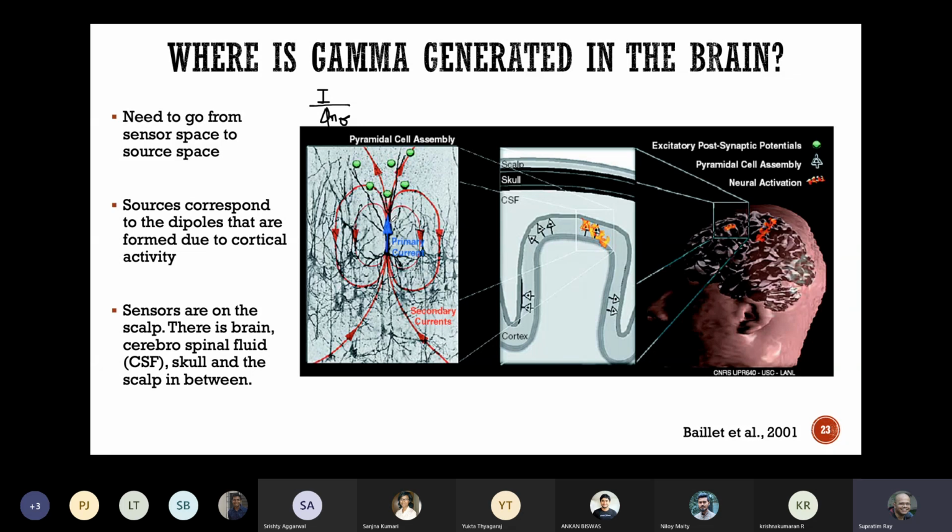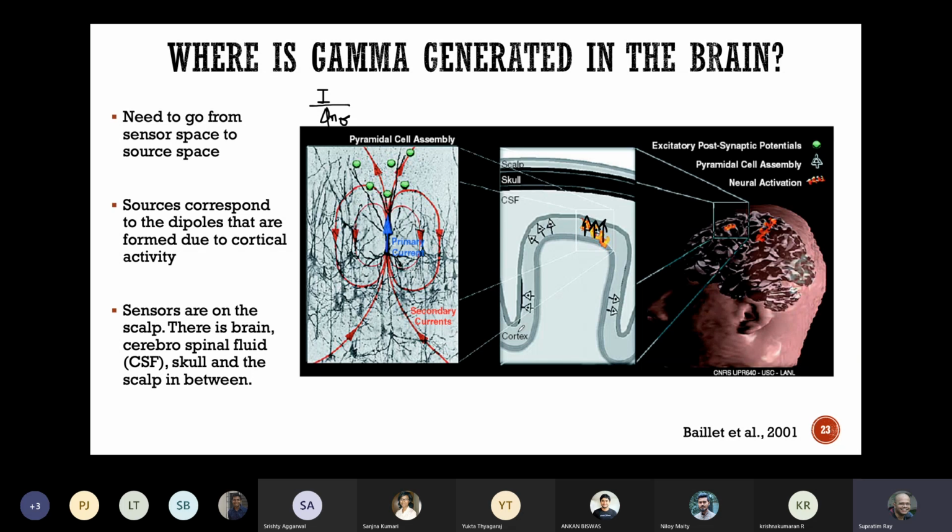So that's one current source. Now, like your LFP, you need to have a lot of these dipoles aligned together to form a measurable signal. So pyramidal cells, which are large and have aligned dipoles, contribute to the LFP as well as EEG.